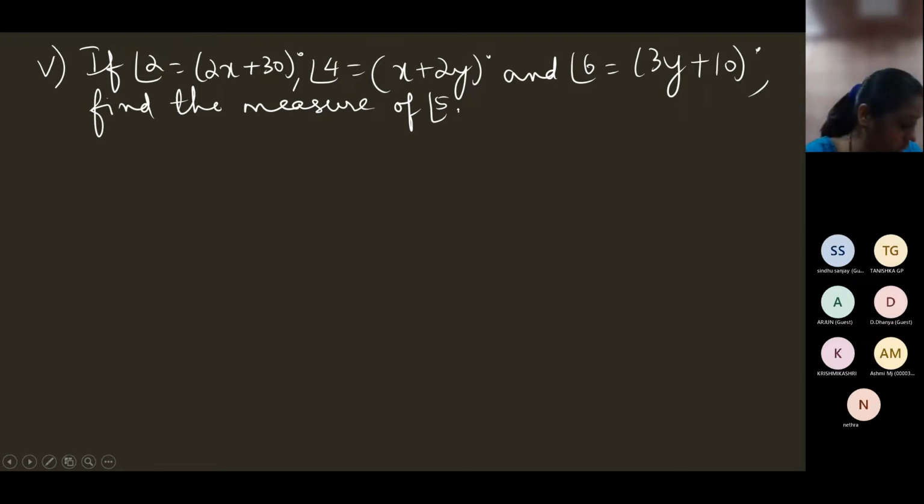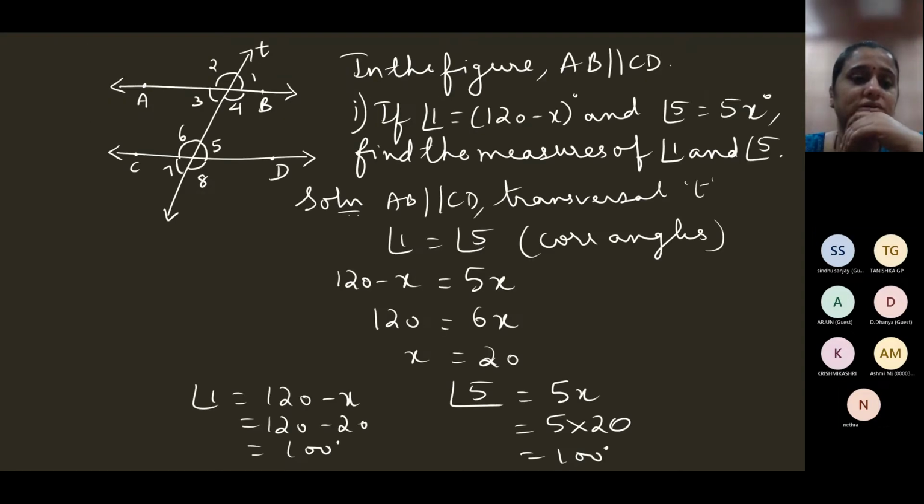2x plus 30, x plus 2y, 3y plus 10. All right, angles 2, 4, and 6. Write down the question. Completed, ma'am. So 2, 4, and 6.